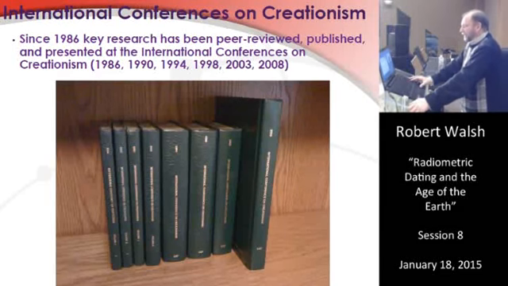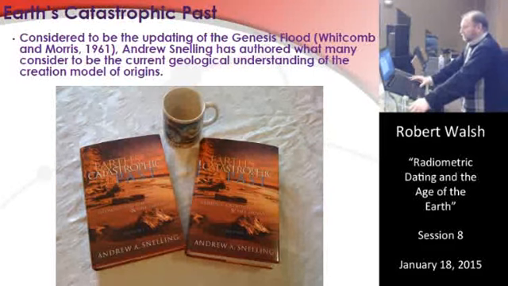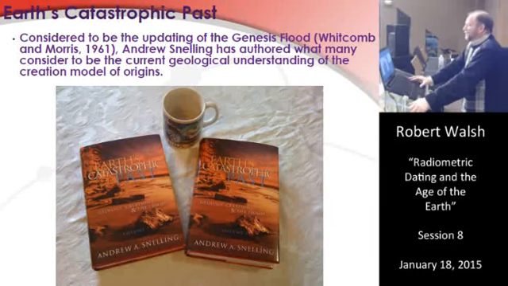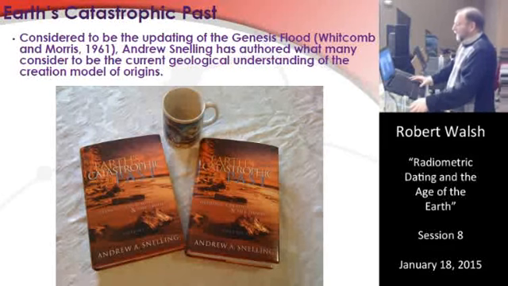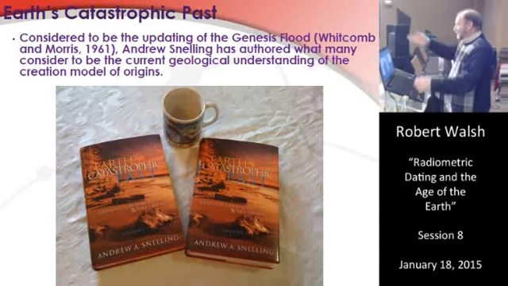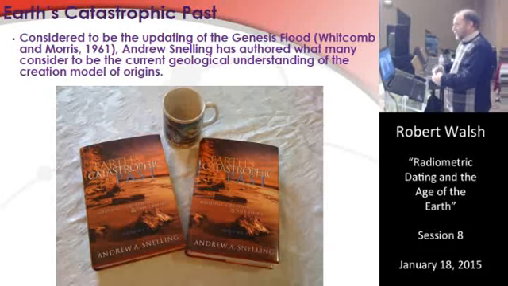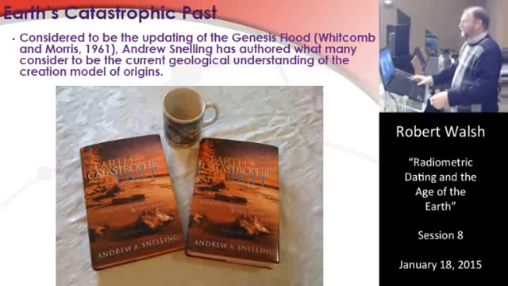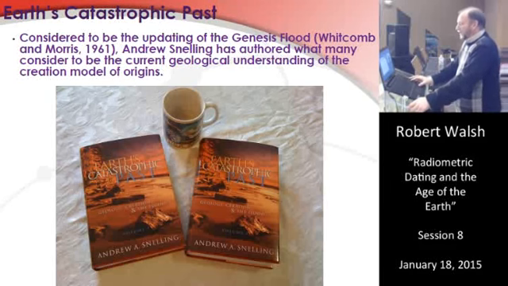The second set of research material that we may want to get our hands on is The Earth's Catastrophic Past by Andrew Snelling. This is considered an updating of the original Genesis Flood, published in 1961 by Morris and Whitcomb, and this is a very good book. The only problem I have with the book is that all the figures are in the back. It'd be nice to have the figures in the text when the figure is being discussed. It makes things a little bit difficult, but it's possible to get through.